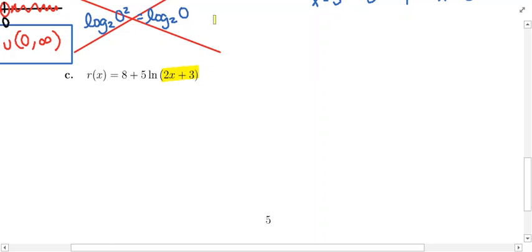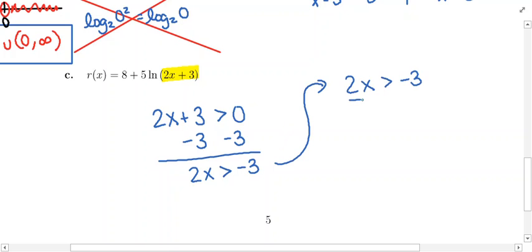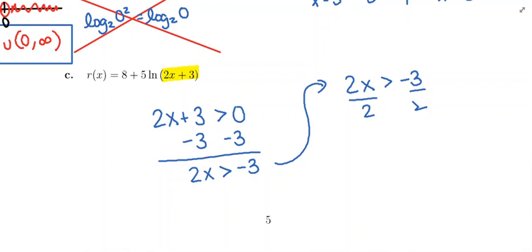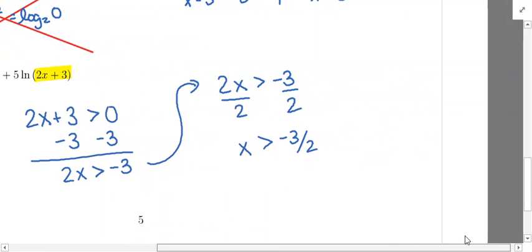You only focus on what you're taking the logarithm of, 2x plus 3 here. You set it greater than 0 and you solve. That is it. So we're going to subtract 3 from both sides. That's going to tell us that 2x is greater than negative 3. We were just subtracting, so we don't need to flip the direction of the inequality. Now if we want to get x by itself, we're going to divide both sides by 2. Since we're dividing by a positive number, we do not need to flip the direction of the inequality. So the x values that you're allowed to plug into this function have to be greater than negative 3/2, or negative 1.5, however you want to look at it.